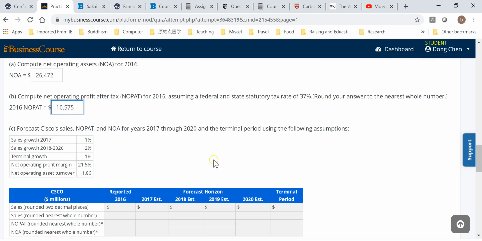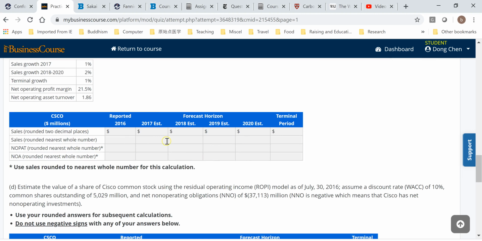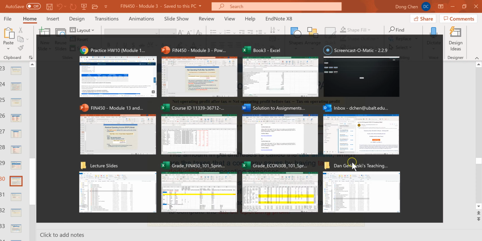And then part C is asking us to forecast all these values. Sales, we have two rows for sales. One is asking us to round to 2 decimal places. The other one is asking us to round to the nearest whole number. And the NOPAT, NOA, or both are rounded to the nearest whole number. And then we need to use the sales rounded to the nearest whole number for these two calculations.